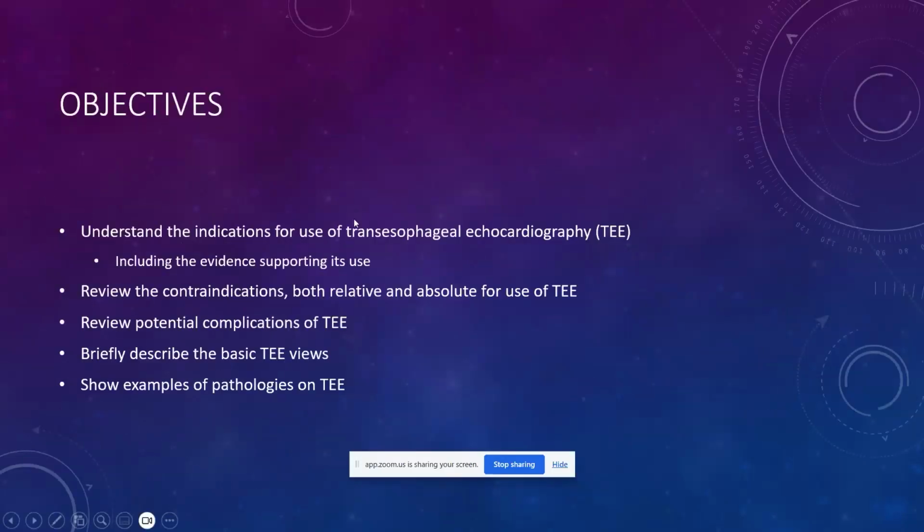So we'll understand the indications for its use, as well as touch a little bit on the evidence behind it, when we should not be using a TEE, both the relative and absolute contraindications, the complications that can happen with TEE use, and then there's 20 basic views of a standard TEE exam. We'll go through some of those basic views, and I'll highlight the ones that I think are of the highest value to you in a critical care or emergency setting. And then we'll show some examples of pathologies on TEE.